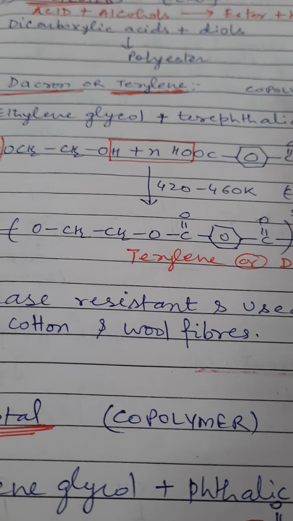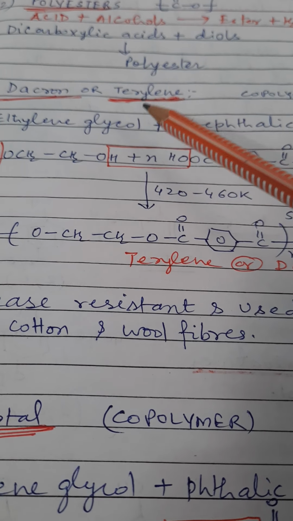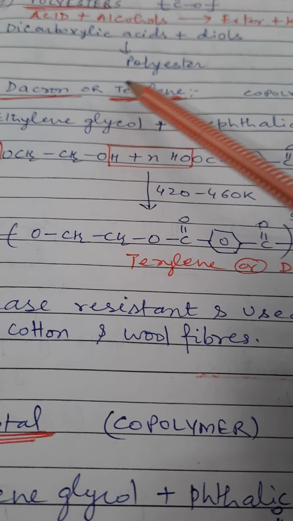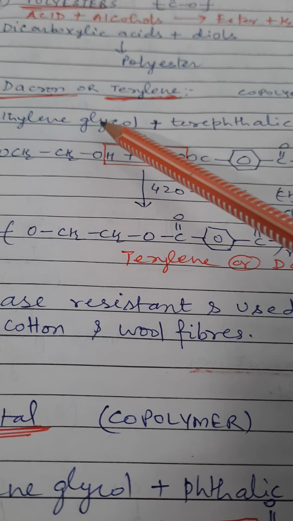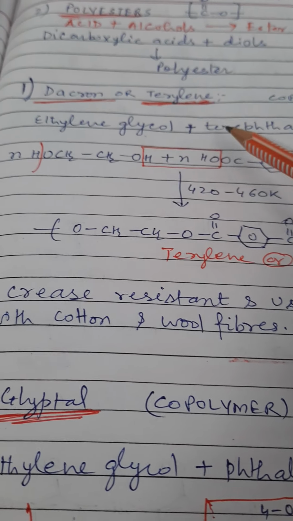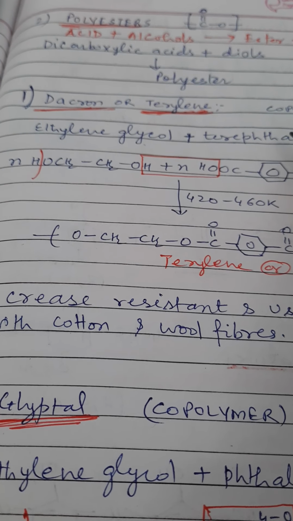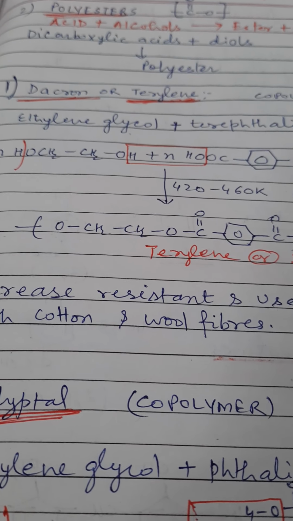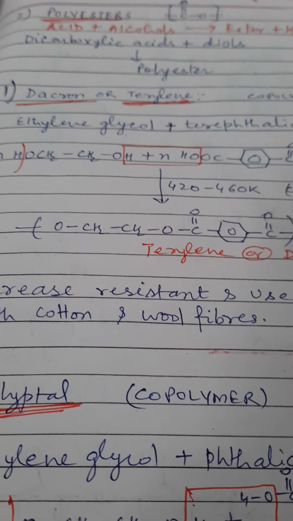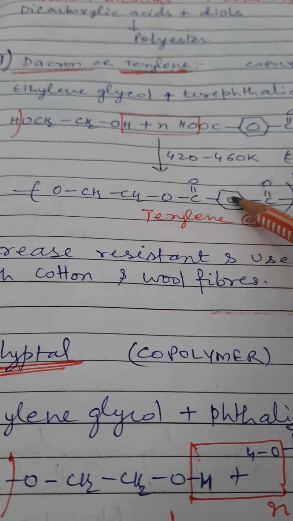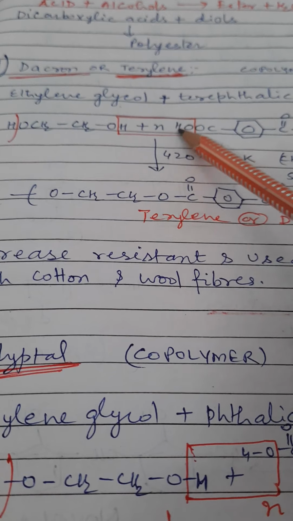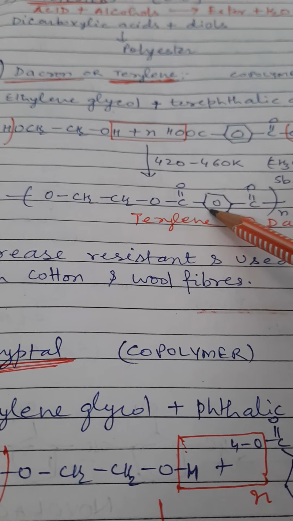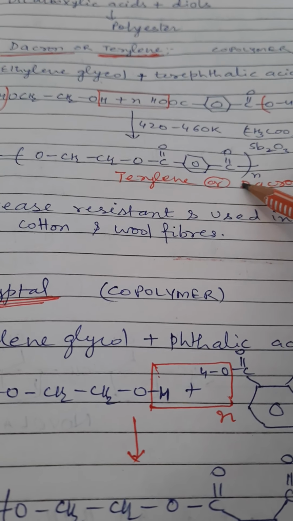It is a copolymer because of two different monomeric units which combine to form a compound. For Dacron or Terylene, the two compounds are, one is ethylene glycol, and the second one is terephthalic acid. Terephthalic acid means 1,4-benzenedioic acid. In the formation of Dacron or Terylene, these two compounds are combined together by condensation polymerization, with removal of a water molecule, and form the compound Terylene or Dacron.